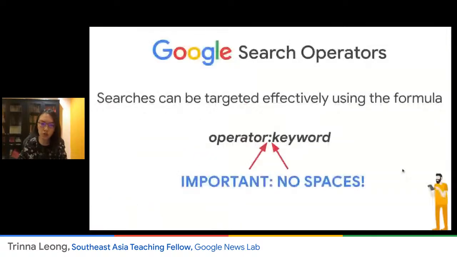So knowing how to use search operators effectively can be very, very helpful in order to narrow down information and content. So you have to be very clear, remember and develop this habit that for every search operator, we use a double dot, and then we put in the keyword and make sure that there are no spaces in between.